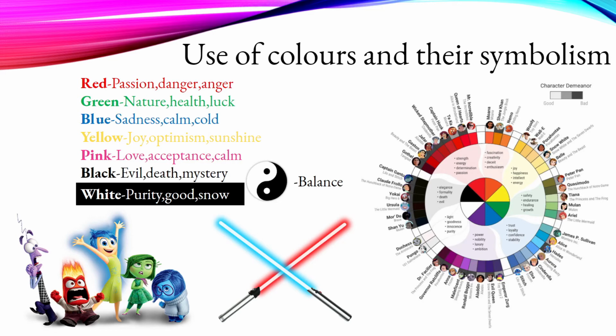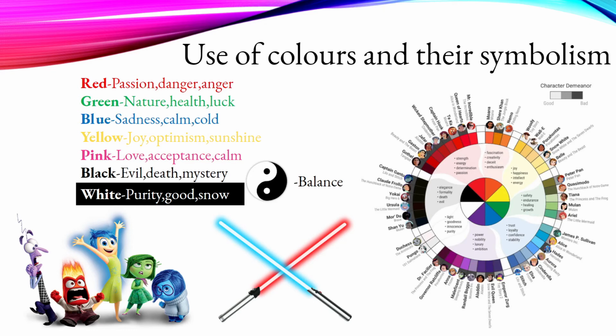Yellow represents joy, optimism, sunshine, and it can also represent friendliness. Pink represents love, acceptance, calm, and creativity. Black represents evil, death, mystery, or power. White represents purity, good, snow, and simplicity.